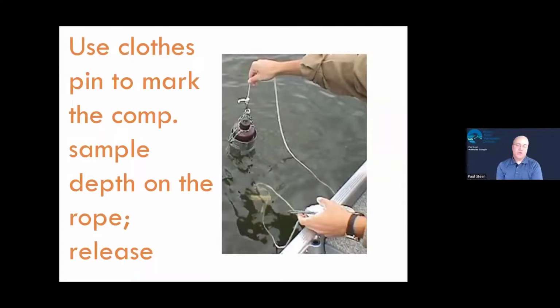Okay, so notice this fellow has his own line that he is using. He has marked it in some fashion to understand the depth of the line. Then what you want to do is use a clothespin to mark the depth on your line to the depth the sampler is going to go. You want to take all that line, throw it into the water, just holding it at that clothespin point so it doesn't go further than it should.